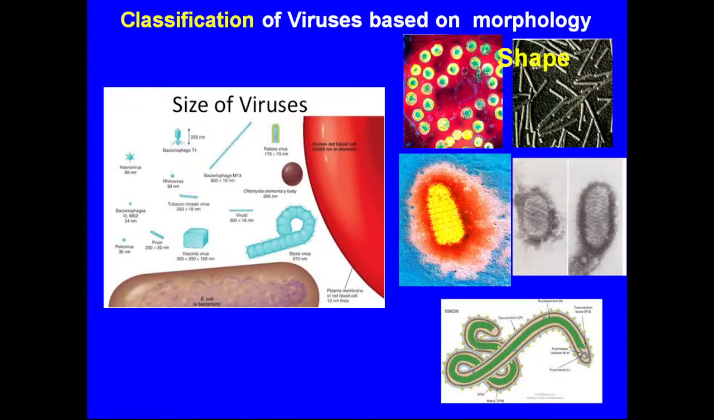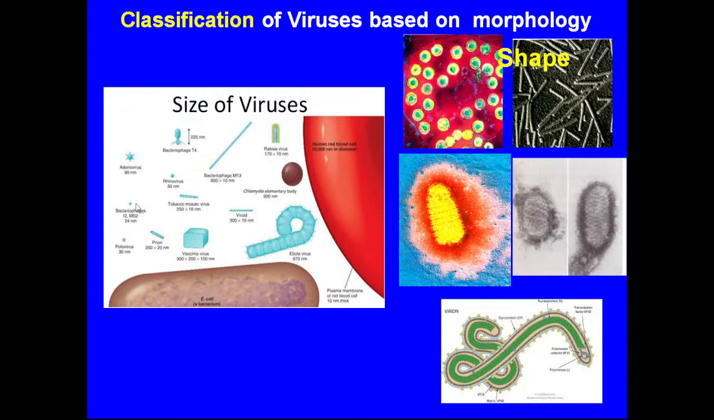So, classification of the viruses. They can be classified in many ways. First, the most simple one is classification of the viruses based on morphology. What does morphology mean? This is size, for example. Here you can see the comparative size of the viruses compared with the human erythrocyte or with the E. coli bacteria. We usually measure them in nanometers.